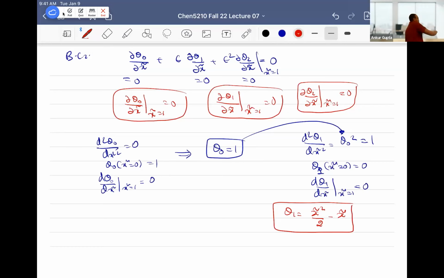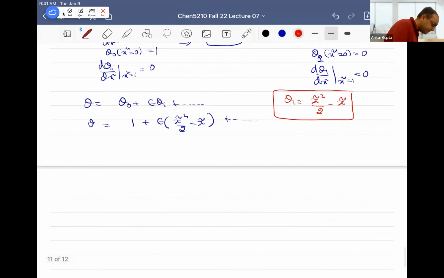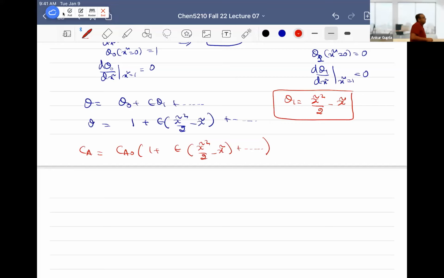We're not going to go towards that, but the idea is now theta is equal to theta naught plus epsilon theta 1 plus more terms, which is 1 plus epsilon times x squared by 2 minus x, plus more terms. And that means I already have my CA. CA is CA naught times 1 plus epsilon times x squared by 2 minus x. So this is how I can find it.